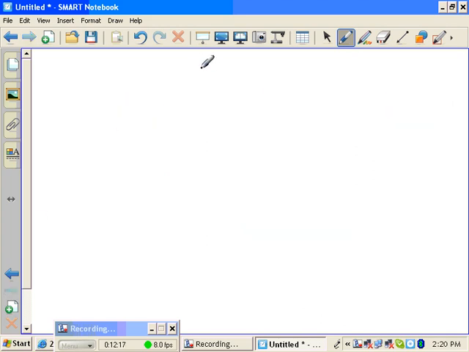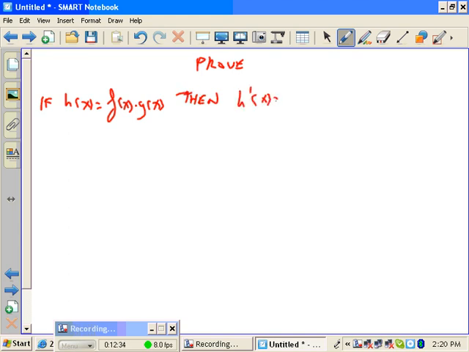Okay. We're going to prove it. Prove: if h of x is f of x times g of x, then h prime is f times g prime plus g times f prime. How the heck are you going to prove that? Well, the same way we've been doing it. Let's find h prime by definition.